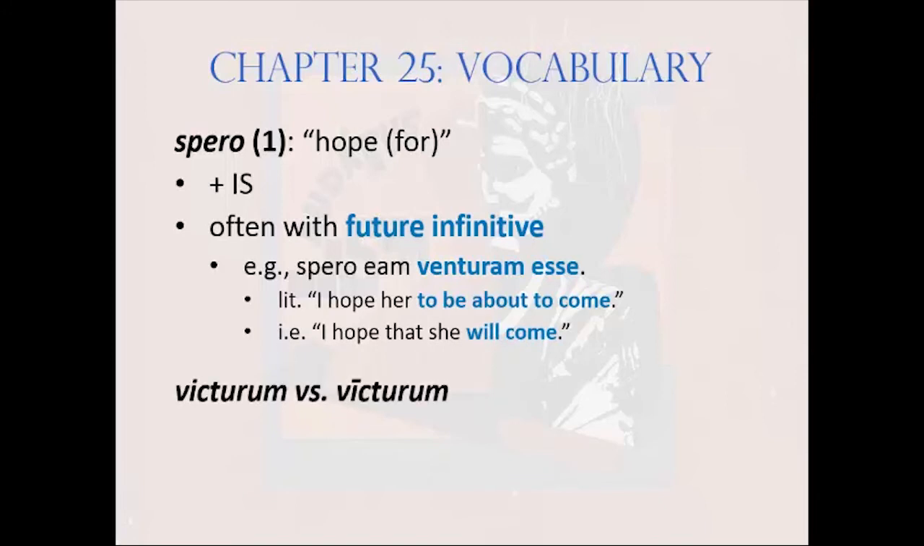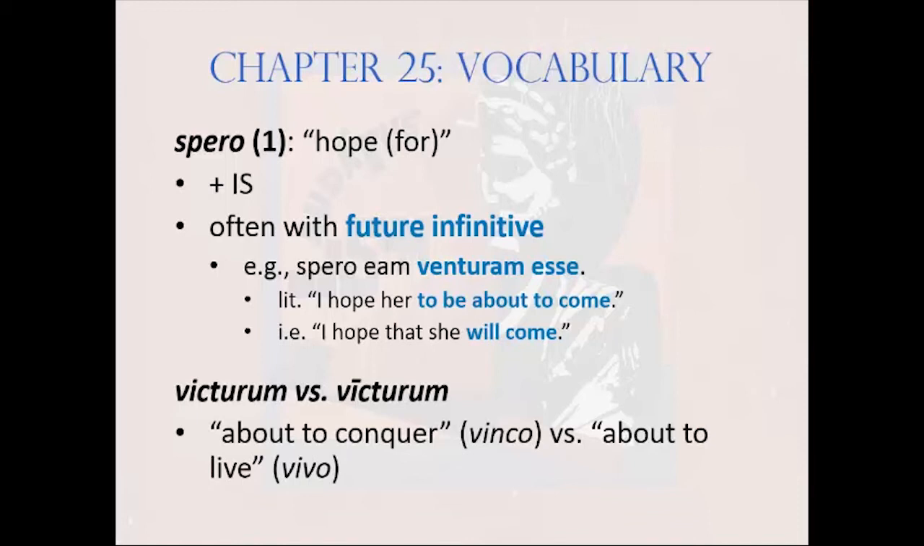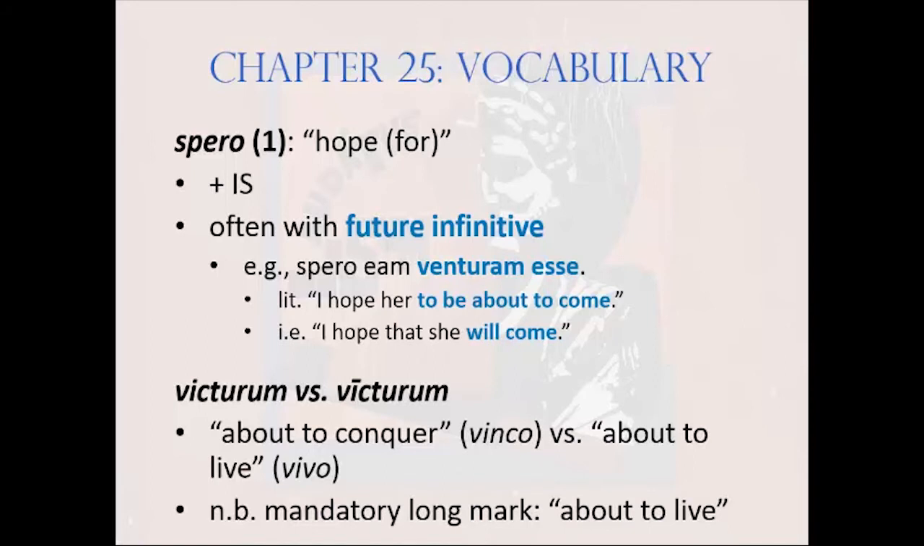Next, Mr. Wheelock reminds you about the difference between the future active participles victurum with the short i and victurum with the long i. The former, victurum, comes from vinco, and means about to conquer. The latter, victurum, from vivo, about to live. That makes the long i in the live participle technically mandatory. While it's good advice, the reason Wheelock brings this up here baffles me. It's a subtle distinction in relatively rare forms. Put this information carefully and securely in the back of your brain.